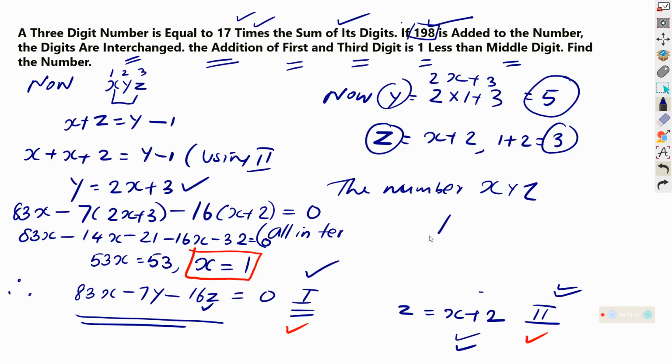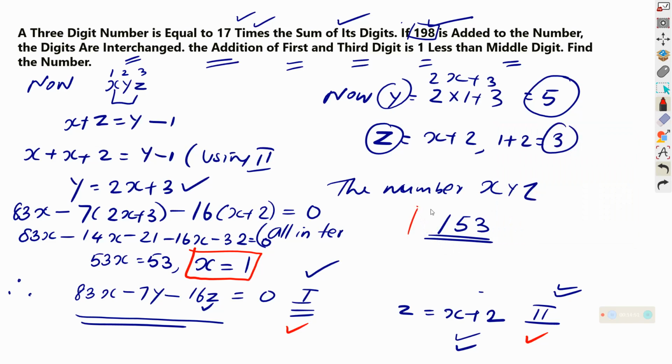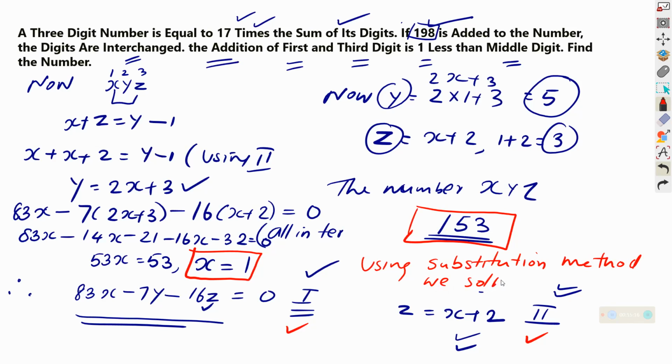You can check whether it satisfies the condition given in the question, right? The difference between first and last digit and center one is 1. That much easily can be obtained. You can take 17 times of the 5 plus 1, 6 plus 3, 9. 9 into 17 is 153, so that is true. And second condition is 198 is added. The number will become interchanged. That means it will become 351. 198 added to 153 gives 351. And the third condition is also clear.